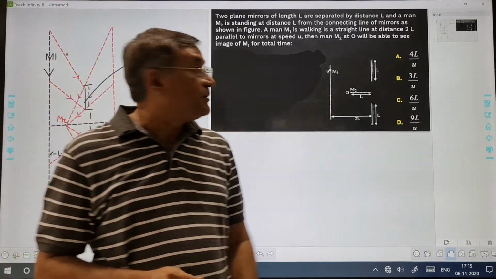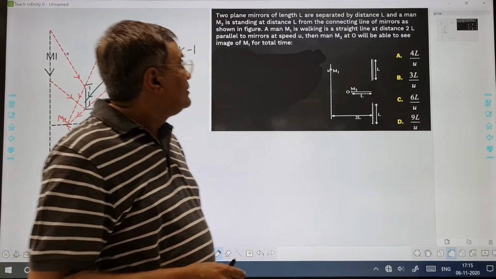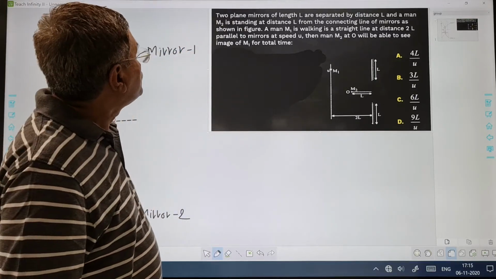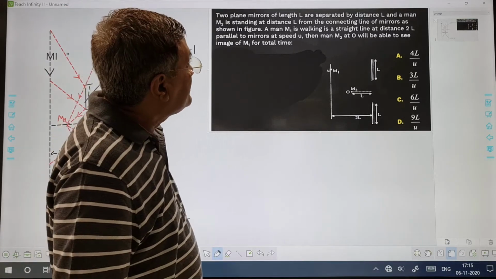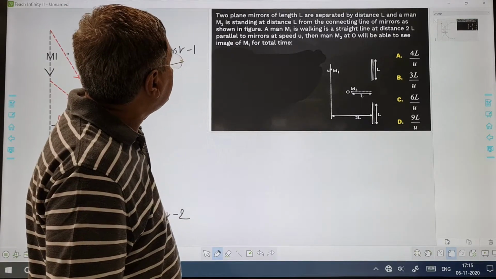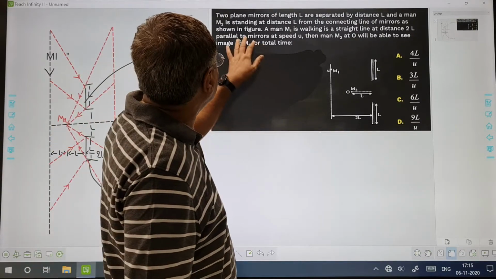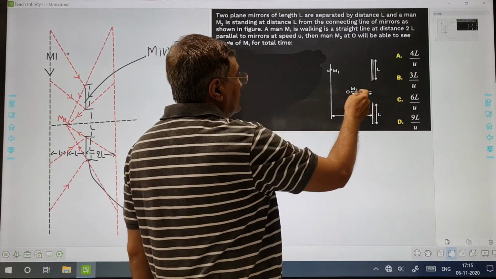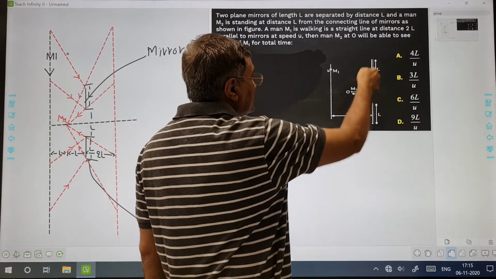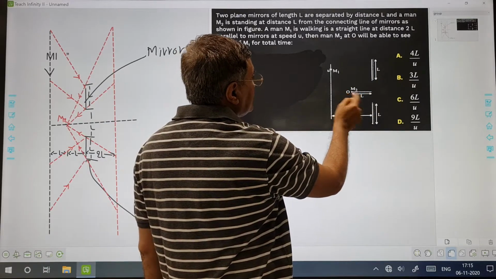Hello students, so let us do a slightly challenging question today on ray optics. Two plane mirrors of length L are separated by distance L, and a man M2 is standing at distance L from the connecting line of the mirrors as shown in the figure. So this is mirror 1, this is mirror 2, and this is the line joining these two mirrors, and perpendicular to that, the person is standing over here at distance L.